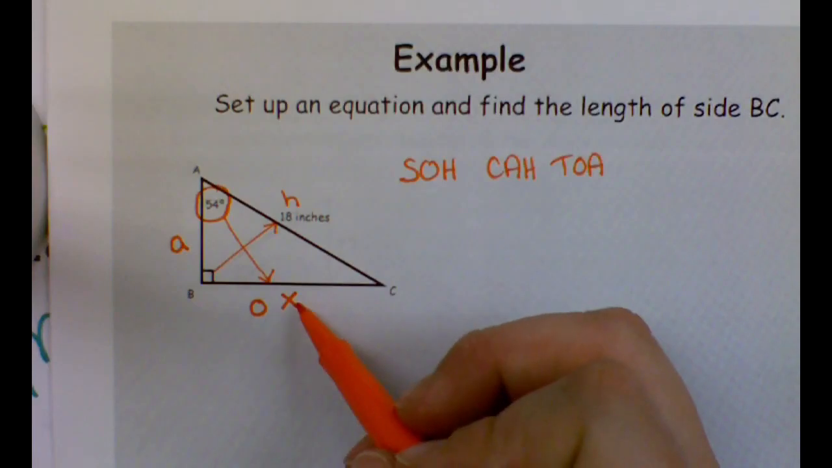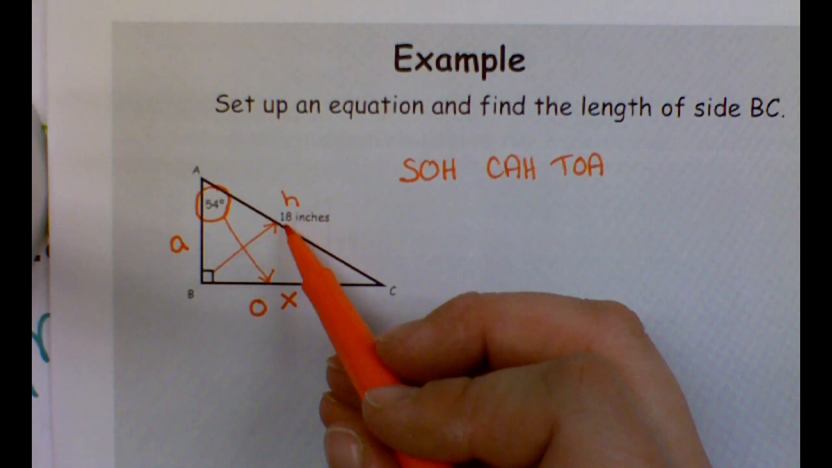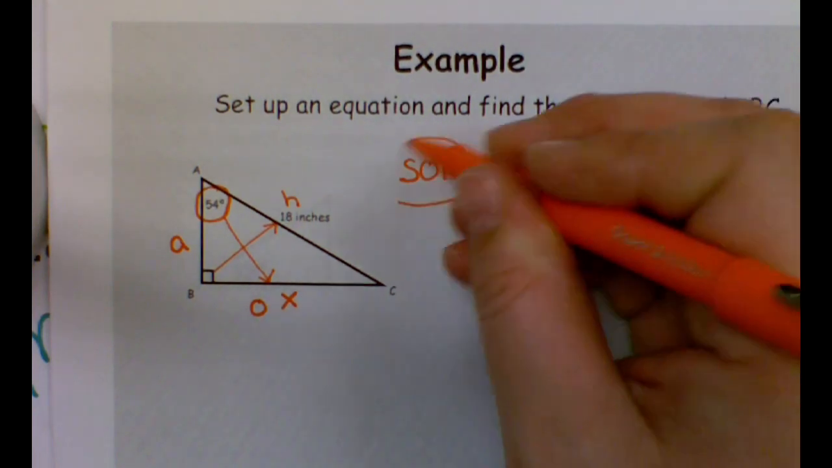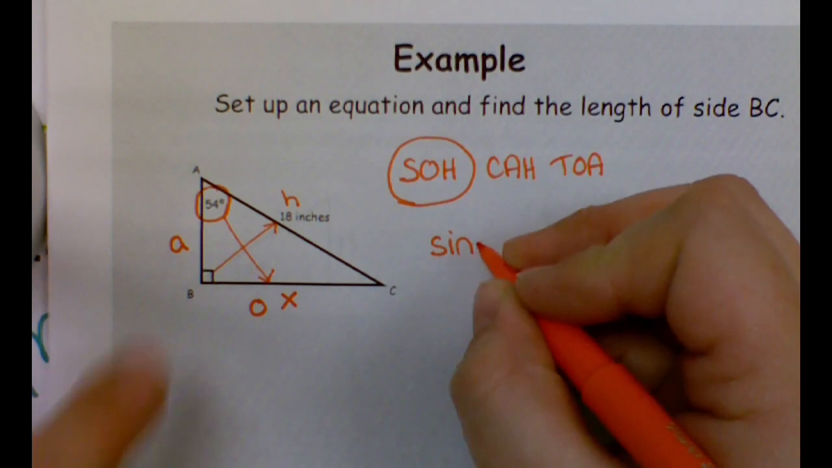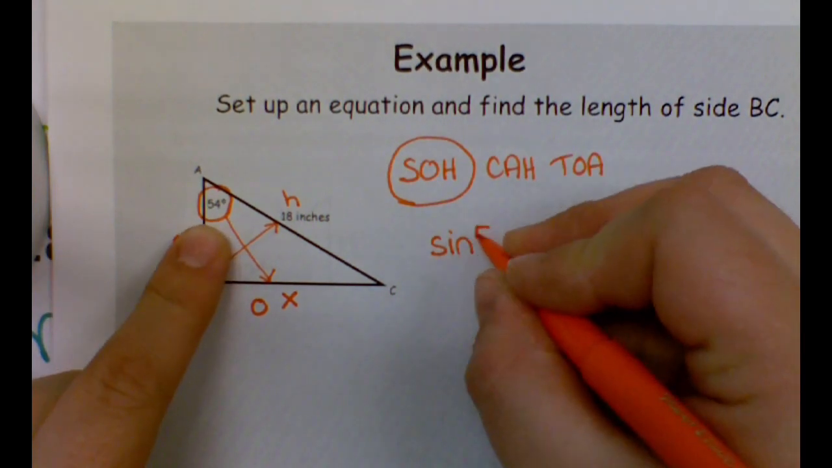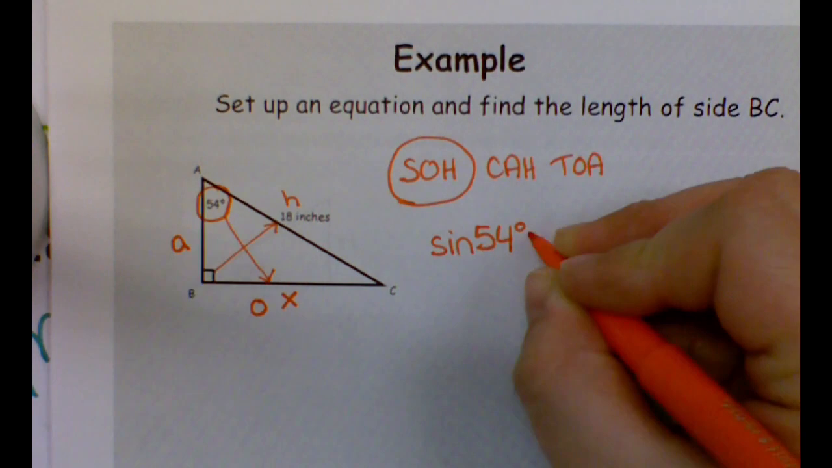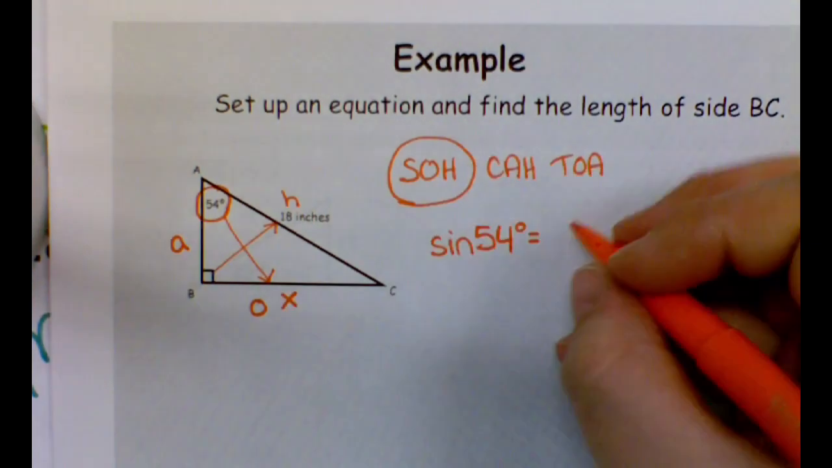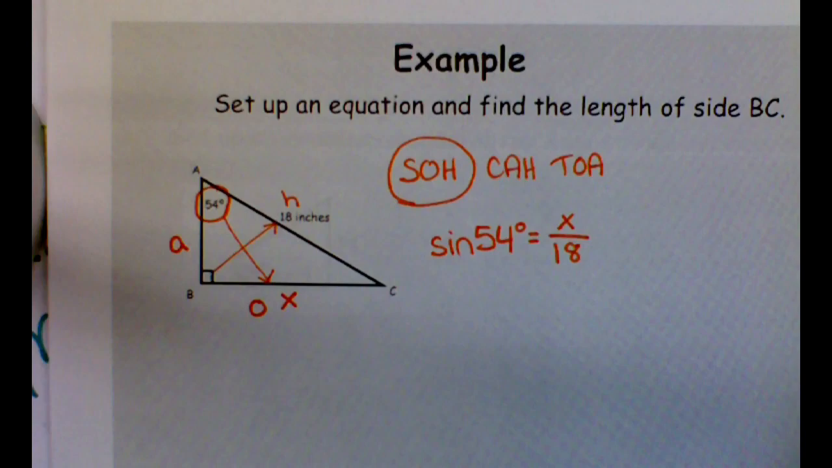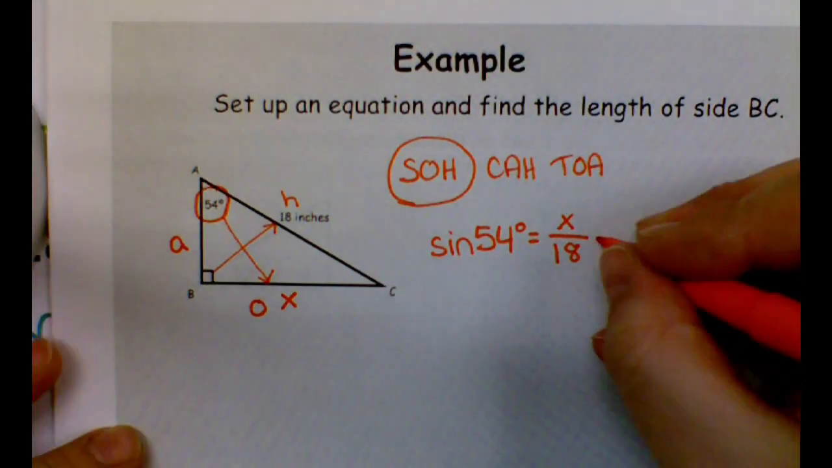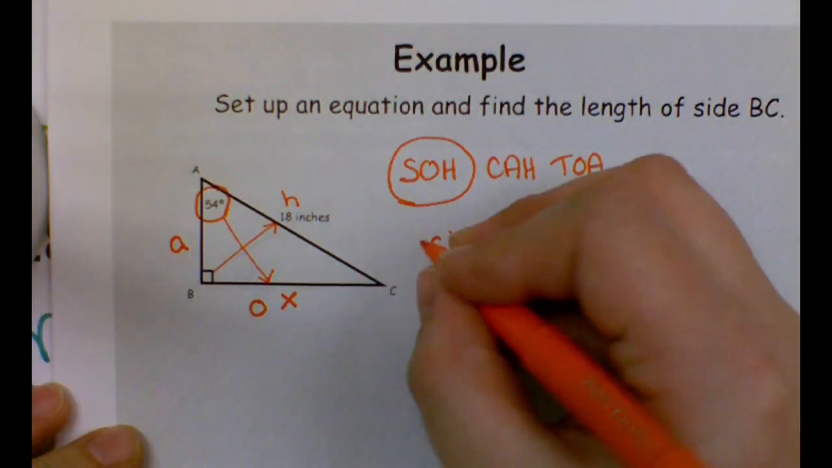O has an X by it. H has a number by it. O and H, we're using sine. So the sine of my angle, I have a number now. I can type or write in the sine of 54 degrees equals opposite, which is X, over hypotenuse, which is 18. Now the sine of 54 degrees is just a number. To solve for X, I multiply the 18 over to the other side.